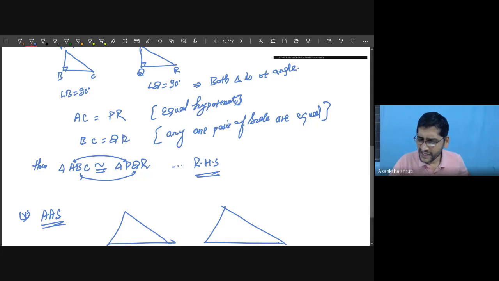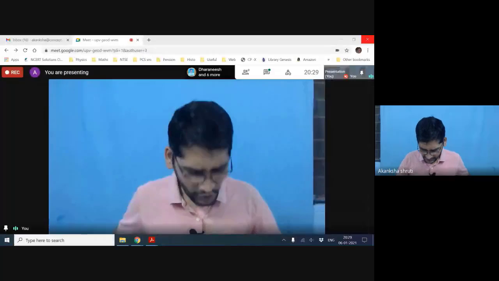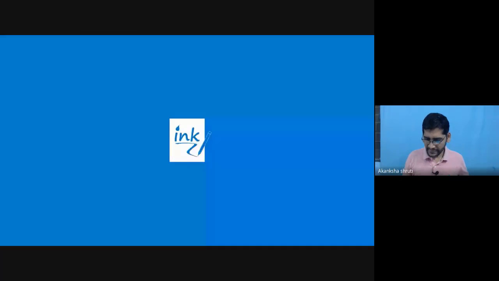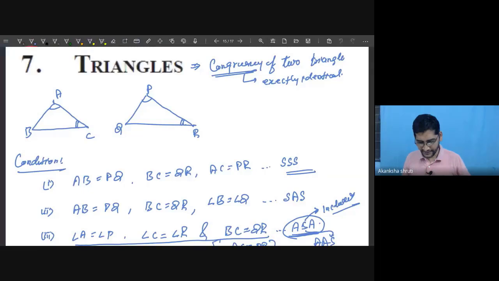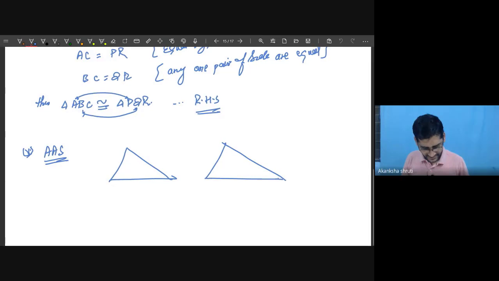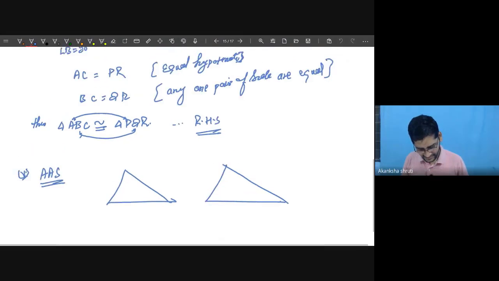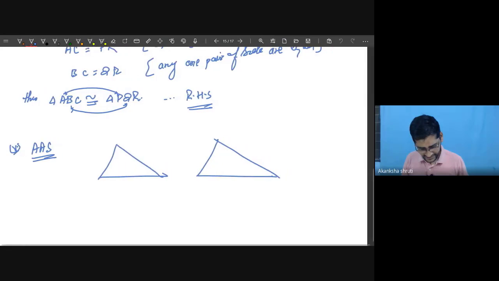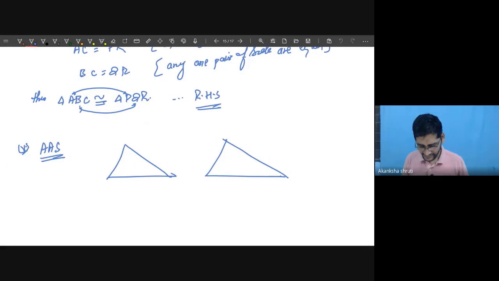So we have to take care. Though both are the same thing, many a time we get confused, so let us write it separately. ASA and AAS are nearly the same. There is only a minor difference, and that minor difference is just considering the included side or not.